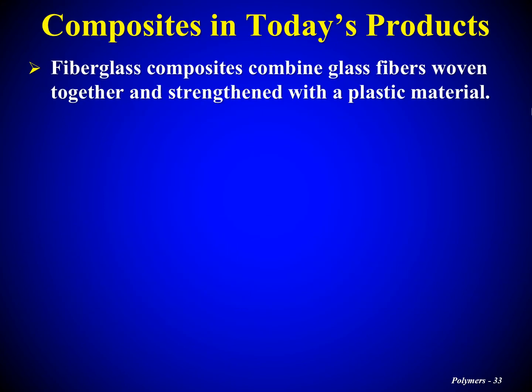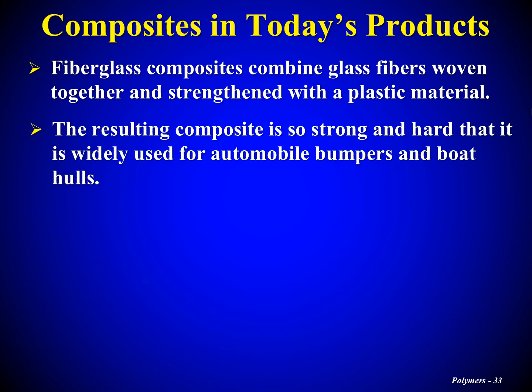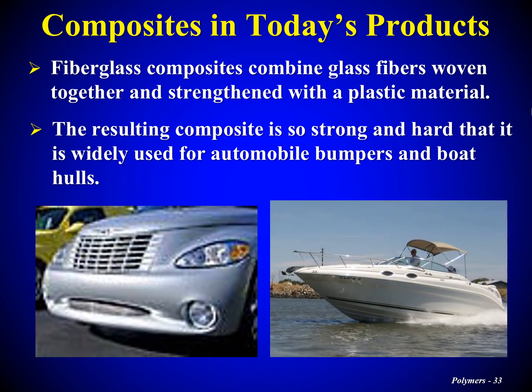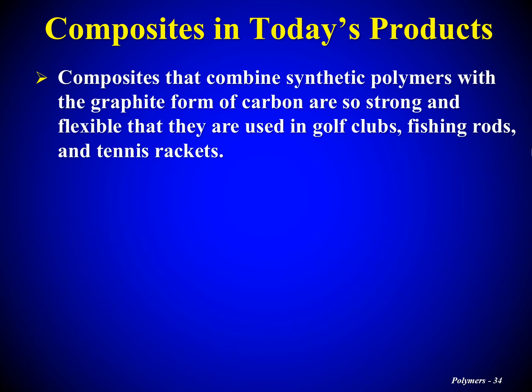Many products made today contain composites. Fiberglass composites combine glass fibers woven together and strengthened with a polymer material such as a polyester. Fiberglass composites are strong and hard, so they are widely used for automobile bumpers and boat hulls. Composites that combine synthetic polymers with the graphite form of carbon are so strong and flexible that they are used in golf clubs, fishing rods, and tennis rackets.